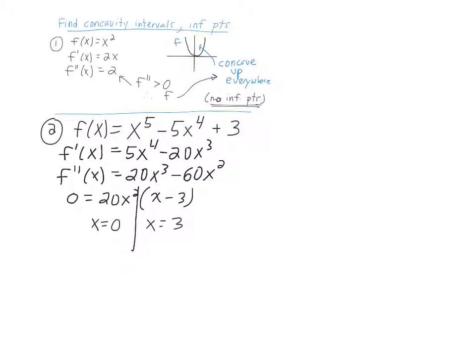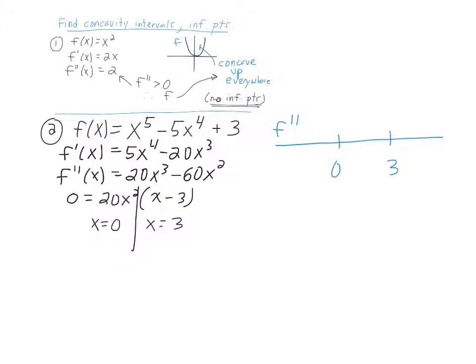Now, understand that these are not guaranteed to be inflection points. We have to see a change in sign, a change in concavity on our second derivative. So to see that, what we need to do is make a sign diagram, but this time for the second derivative. So it's the same exact process that we followed for the first derivative.